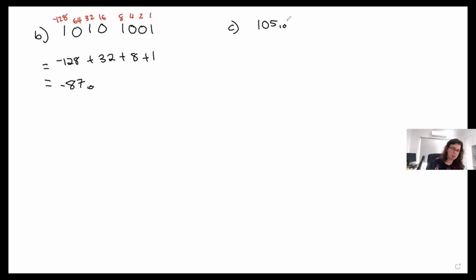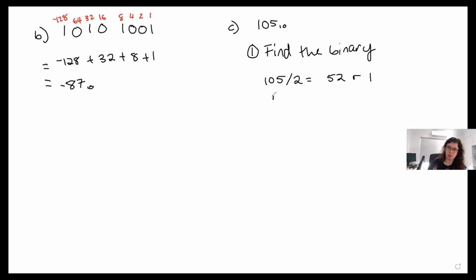Last thing, we have question C, +105 with a base of 10. Now the steps are a little bit different for a positive number. There's only one step. Find the binary. So for a positive number, we just do the same thing we've always done, and we find our binary number. So we go through our remainder method.